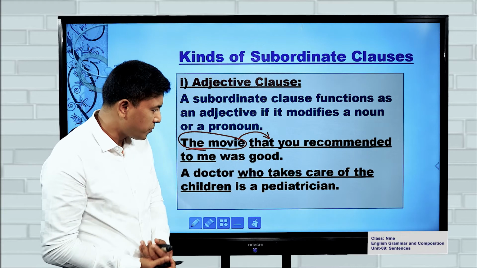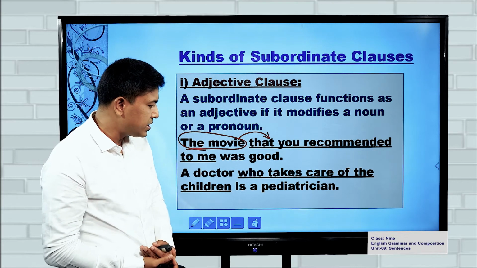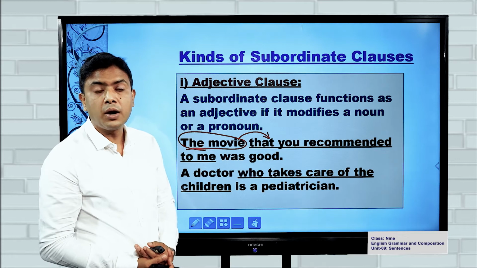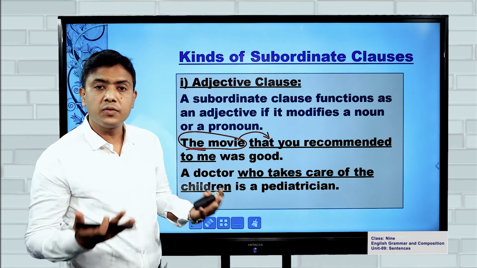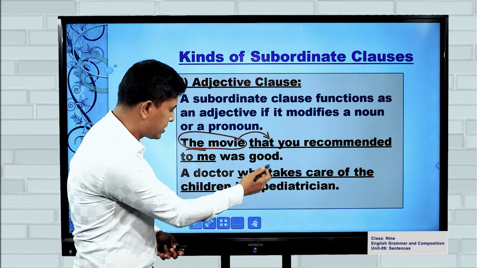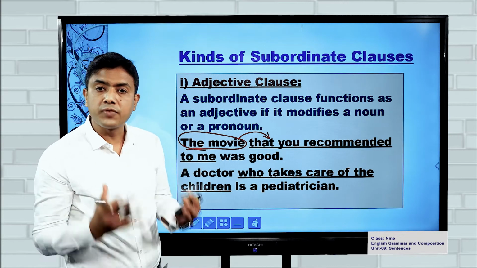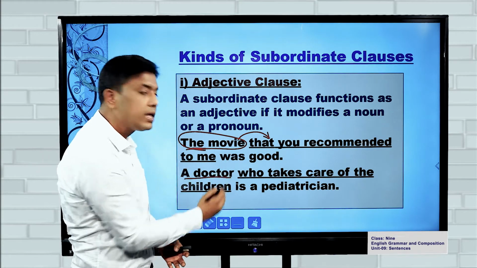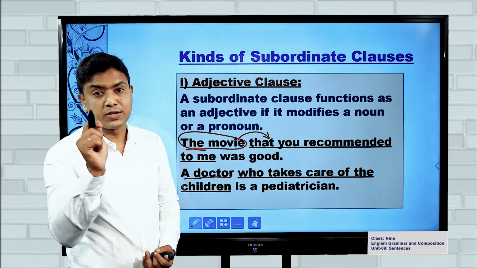Next one, a doctor who takes care of the children is a pediatrician. Now, what kind of doctor? The quality of the doctor is what? Who takes care of the children. It is qualifying this noun, a doctor. Therefore, it is an adjective clause.